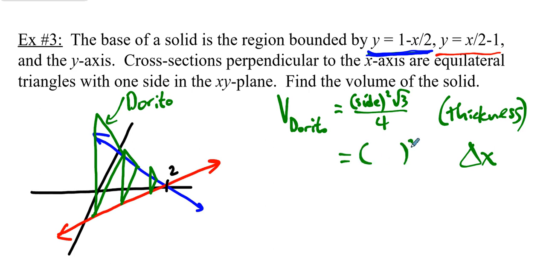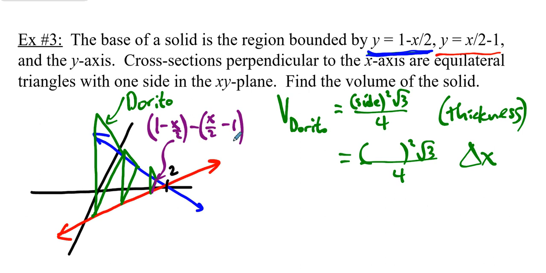So in our case, what is the side squared? Well, the side runs from the blue to the red. So how long is that? Well, it's this minus that. And a little bit of algebra indicates that that's 2 minus x. And that's true for this Dorito or this Dorito or this Dorito. All the Doritos are the same.